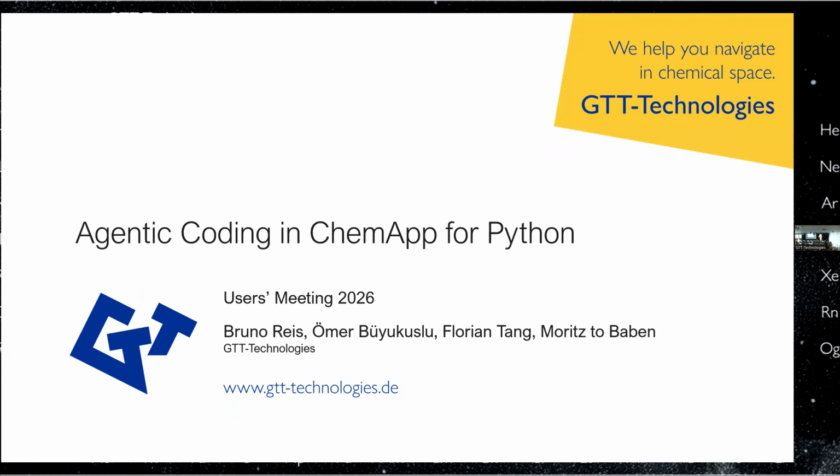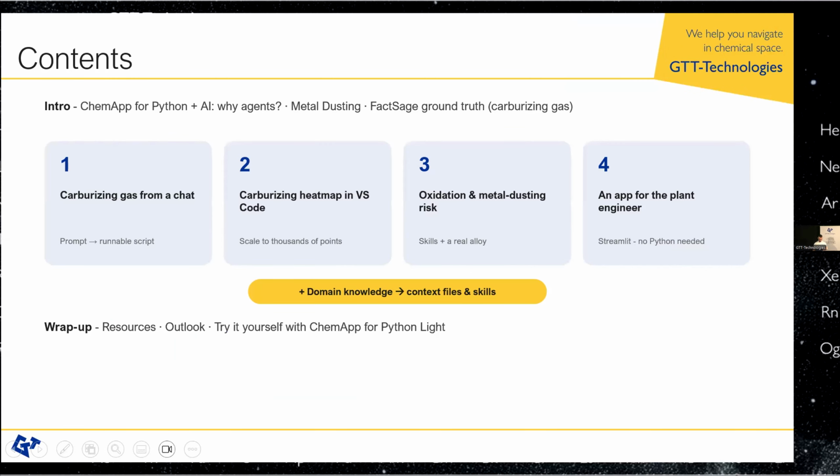Hi, everyone. My name is Bruno, and this is Agentic coding in ChemApp for Python. Basically, I want to show you how to let an AI agent write and run code so it can perform thermochemical calculations with ChemApp for Python. I'm going to do this working through 4 examples.